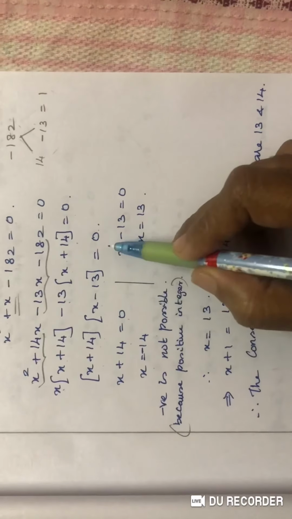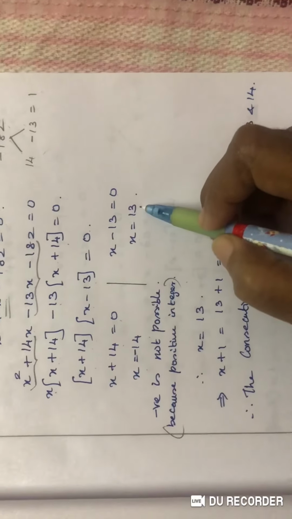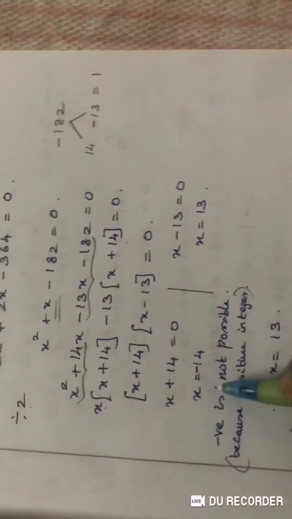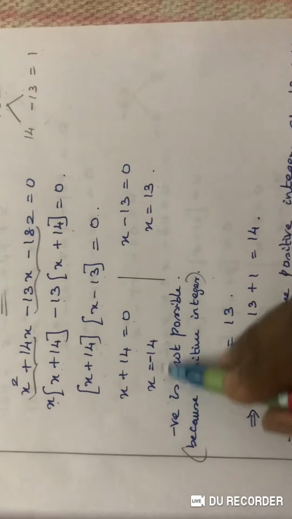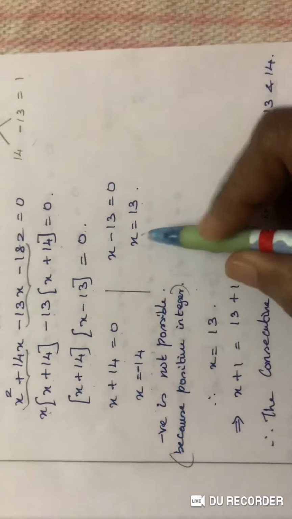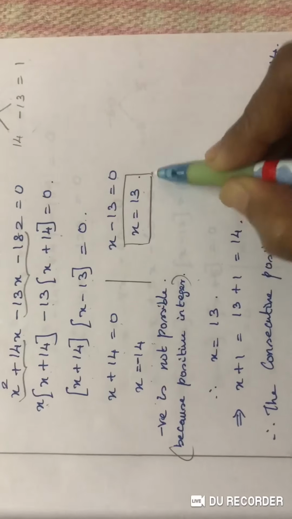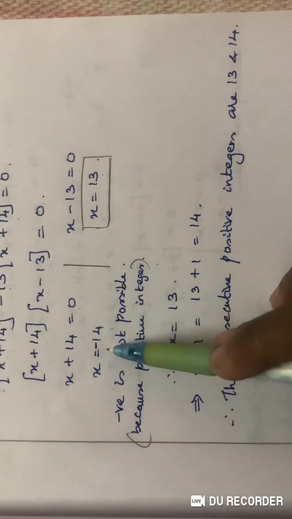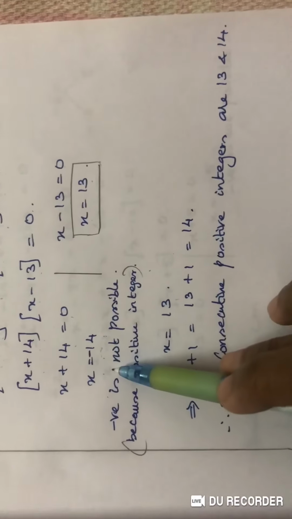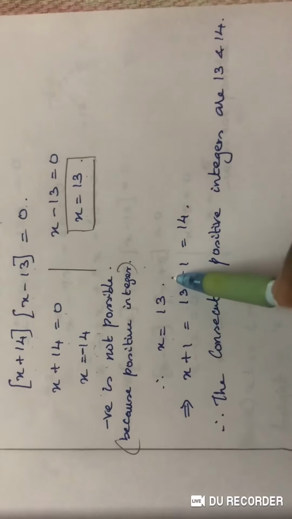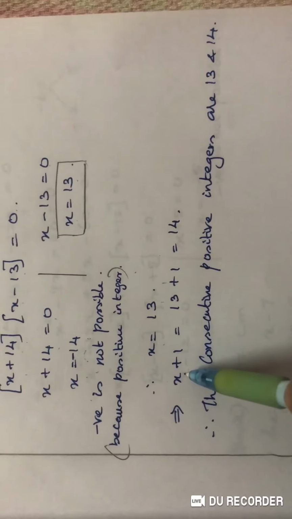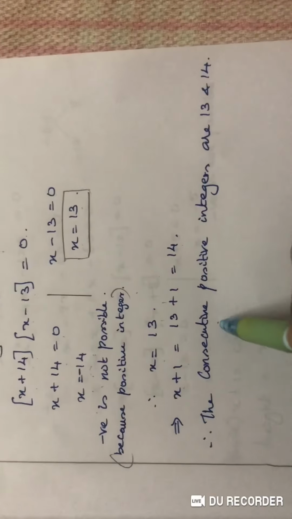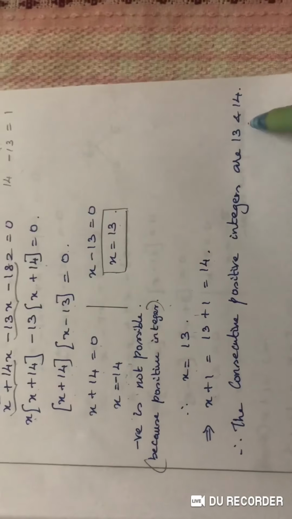Second part, x minus 13 equal to 0, x is equal to 13. Here we are finding positive integers. A positive integer cannot be negative, so this negative answer we are not taking. Only x is equal to 13 is possible. Therefore, x is equal to 13. So the second consecutive number is x plus 1, that is 13 plus 1, 14. Therefore, the two consecutive integers are 13 and 14.